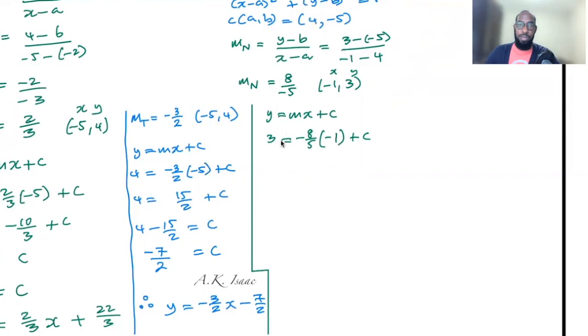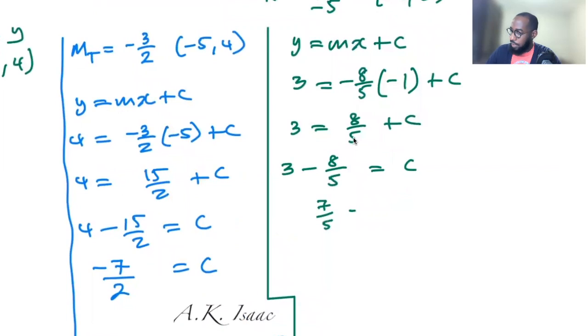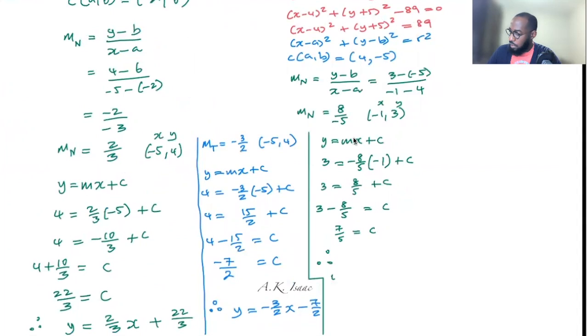Plus c, so y is 3, m is -8 over 5, x is equal to -1 plus c. So we have 3 is equal to 8 over 5 plus c. 3 minus 8 over 5 is equal to c. So we have 7 over 5 is equal to c. Therefore, y is equal to -8 over 5 x plus 7 over 5. Right? So this here is the equation of the normal.